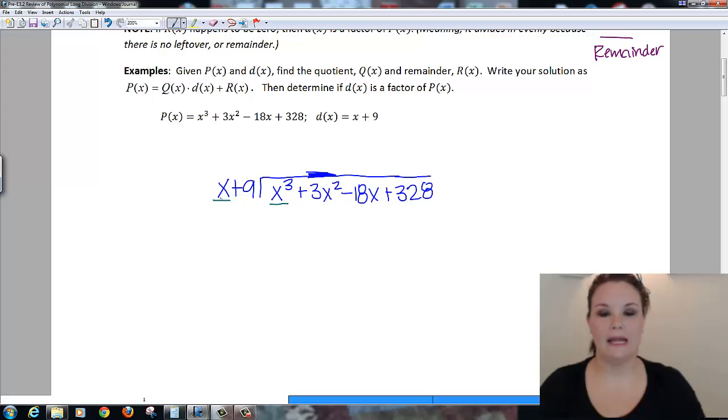How do I make my x look like an x cubed? Okay, to go from x to x cubed, I would have to multiply by x squared. So that's what I'm going to do. I'm going to multiply x squared times my divisor. So basically I'm distributing this to each term of my divisor, and then I'm going to write it underneath here.